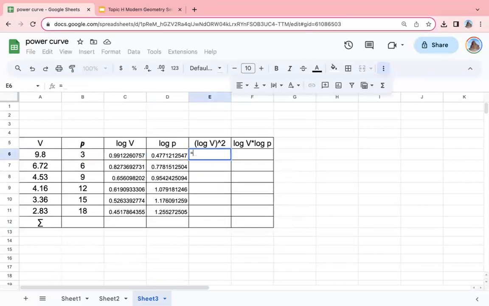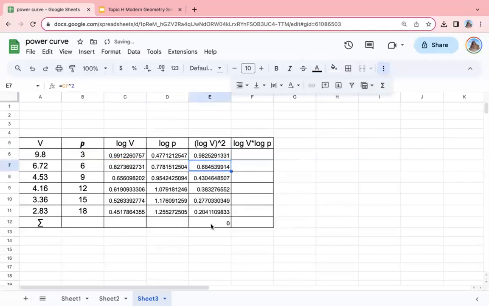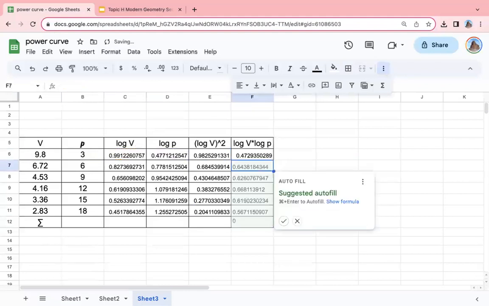Then we have log of V squared. I put the value there and multiply it to the power of 2, and press enter. There you go. And then you have log of V times log of P. So I have the equal sign, the values here times the values here, press enter, and then autofill.